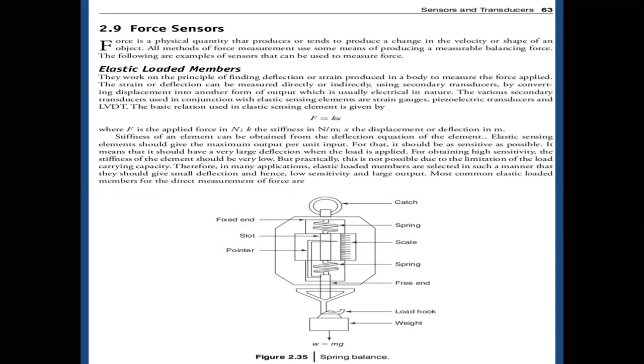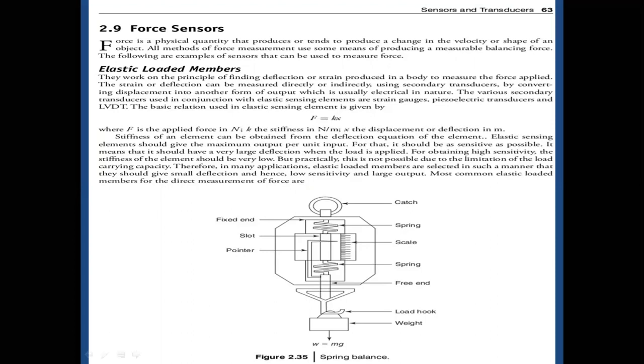The displacement or deflection will be in mm or meters. X is the displacement, so the force is directly proportional to X. In between we adapt one parameter, which is called stiffness. Stiffness is nothing but the load per unit deflection, in Newton per unit deflection.